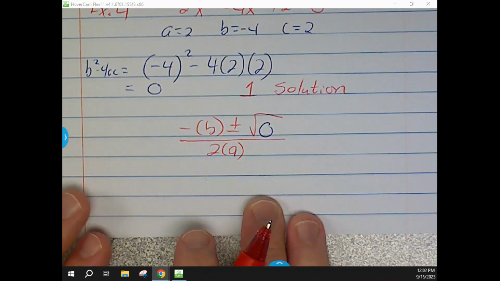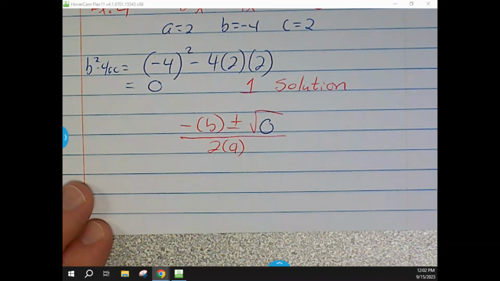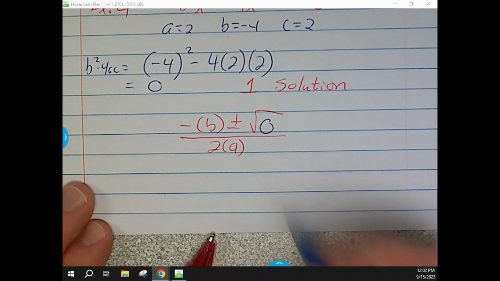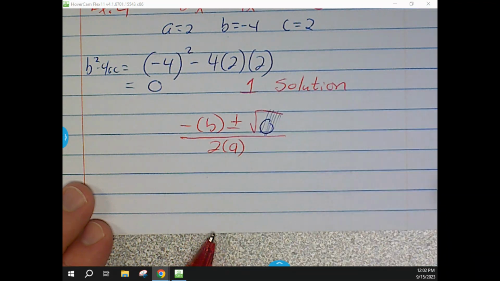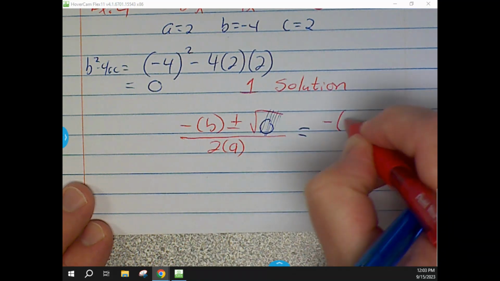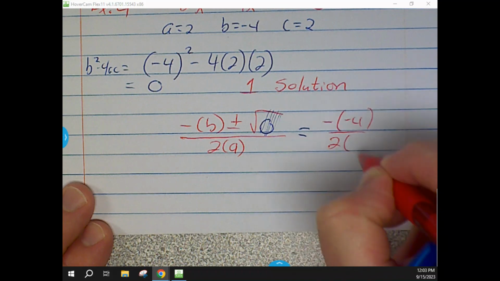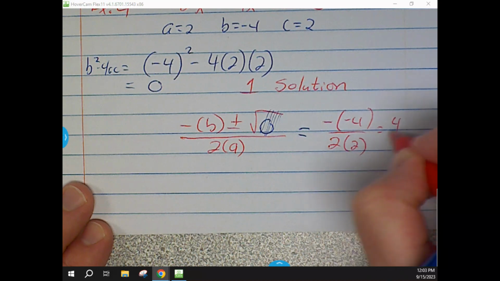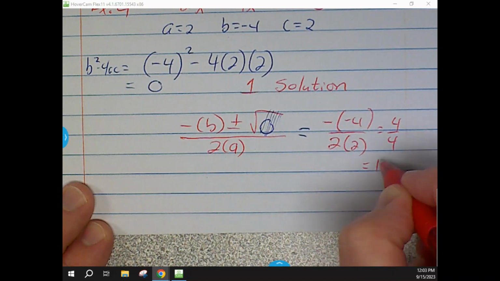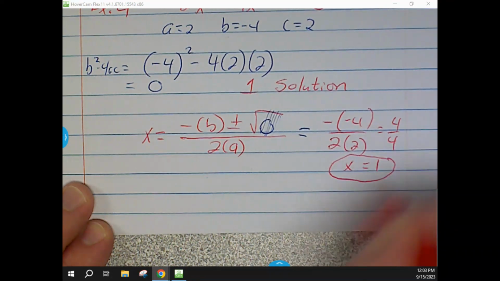All right, but here's the good thing about this one. If you do the square root of 0, that's just 0, right? Which means if you add 0 or you subtract 0, that doesn't do anything at all. So when you've got this plus or minus 0, it's just gone. So the only solution that you're looking for is the negative of b over 2 times a. So that's 4 over 4. So in that case, your x, this is the x that you're looking for, your solution here. That means that you have x equals 1.